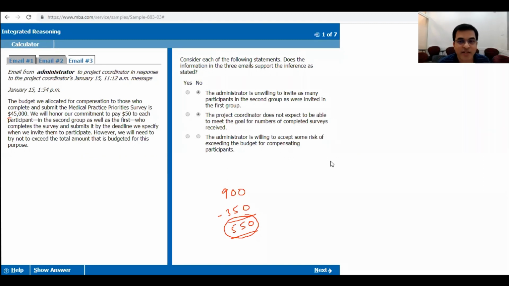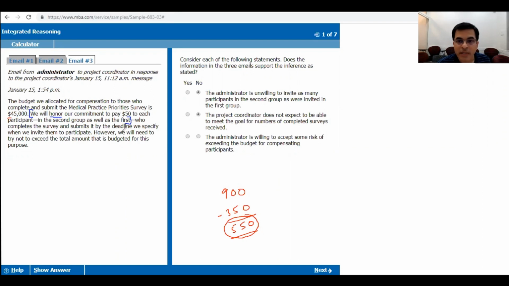Anyways, now let's understand how to go about with this. Clearly, the answer will come from the last email, and let's see the language that is being used. That will give us the clues. One of the things that the admin is saying very clearly, he's asserting something, is this sentence. Look at the tone of this sentence. He's saying we will honor our commitment to pay $50 to each and every participant, first group as well as second, who completes and submits it by the deadline we specify.